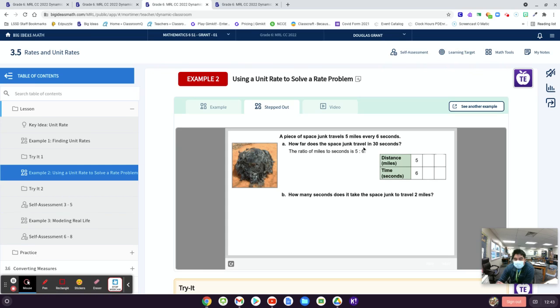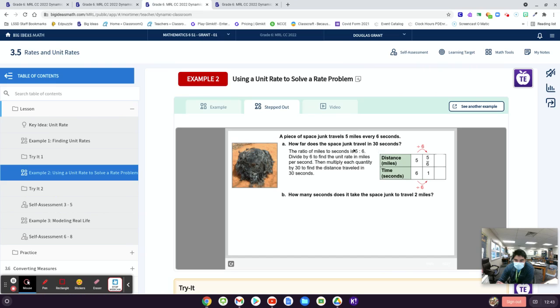Now, what is the unit rate? As in, what is the distance traveled every 1 second? Well, in order to figure that out, this 6 has to be a 1. So we're going to divide both of these numbers by 6. So we get that this becomes 5/6. 5 divided by 6 is 5/6. And in case you didn't know, when it comes to division problems, you can always write them as fractions. So 5 divided by 6, 5/6. Makes it pretty easy. And this becomes 1. So the distance traveled per second is going to be 5/6 of a mile per second.